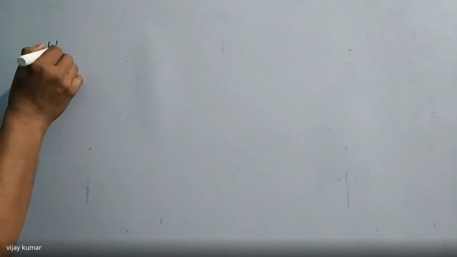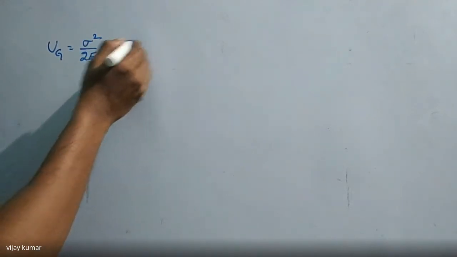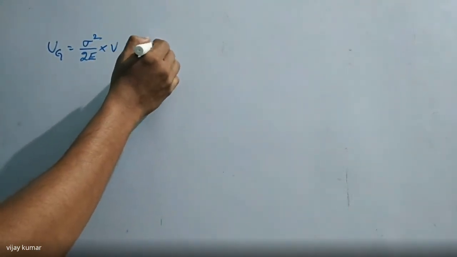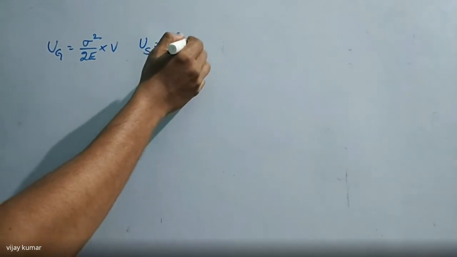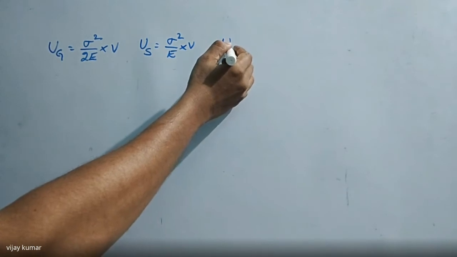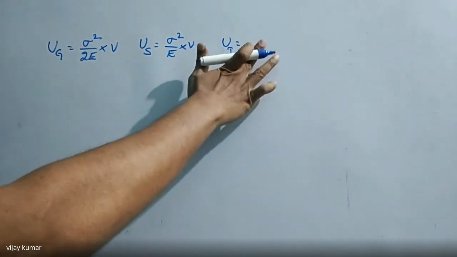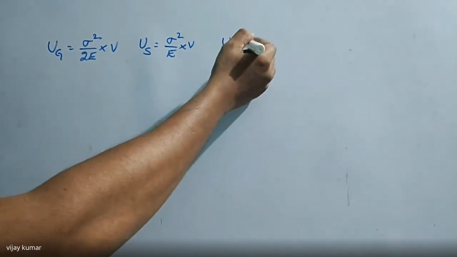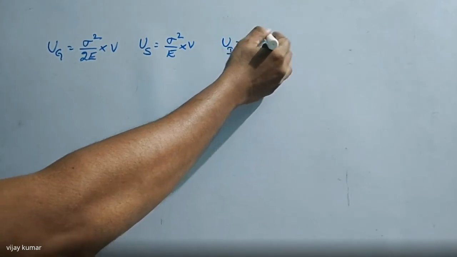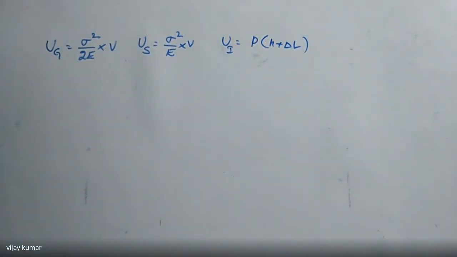So here I am writing the four formulas. Strain energy under gradually applied load is nothing but sigma square by 2E into volume. Next, strain energy under suddenly applied load is nothing but sigma square by E into volume. And for impact load, work is nothing but P into H plus delta L, that is equal to strain energy. Then we are getting the formula for impact load here.